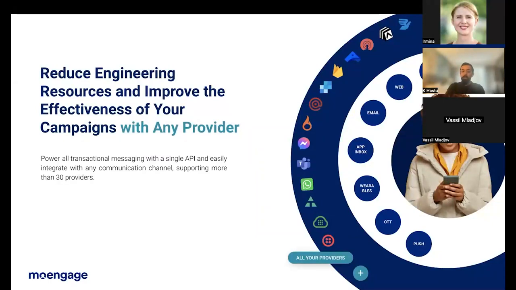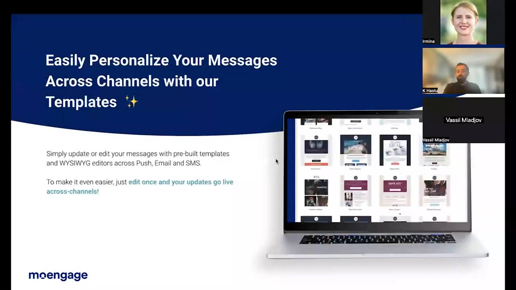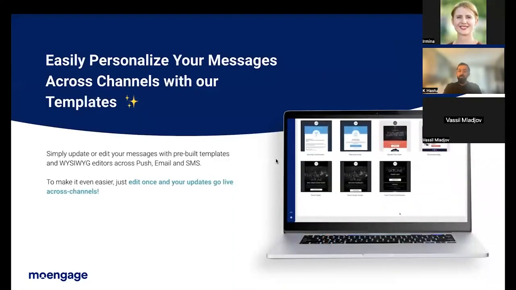You are able to manage and connect with over 30 different service providers, including the likes of Twilio, SendGrid, Sinch, WhatsApp, etc. If you already have downstream providers and delivery vendors, we are able to plug them in to MoEngage, so you don't have to scrap all of your contracts, but you can make the best of the efficiencies that MoEngage brings while continuing to use your existing downstream vendors.